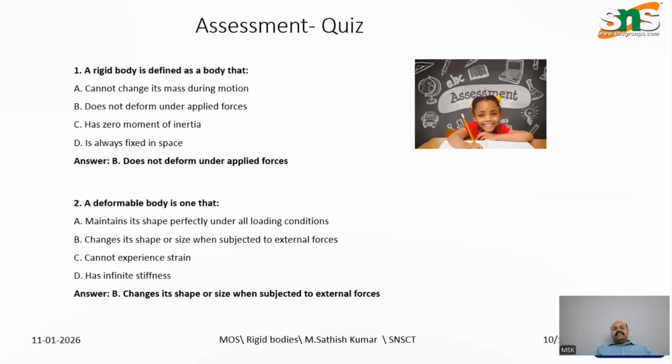So coming to the assessment part, here we have two questions in front of you to answer. It's a very simple question. A rigid body is defined as a body that cannot change its mass during motion and does not deform under applied forces, has zero moment of inertia, or is always fixed in space. And we learned that a rigid body does not deform under applied forces.